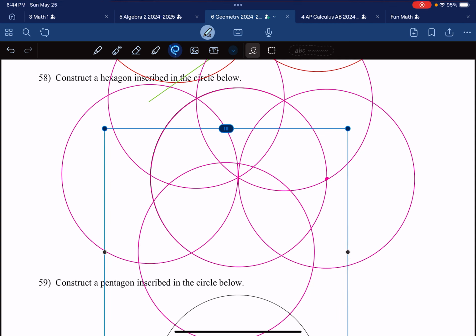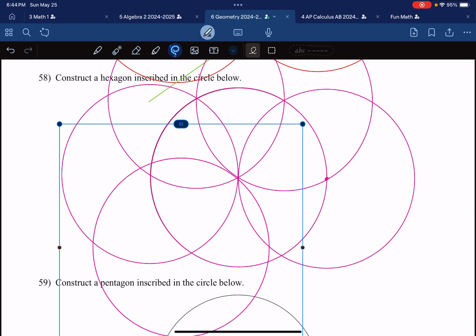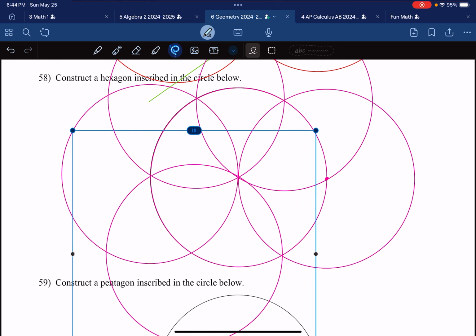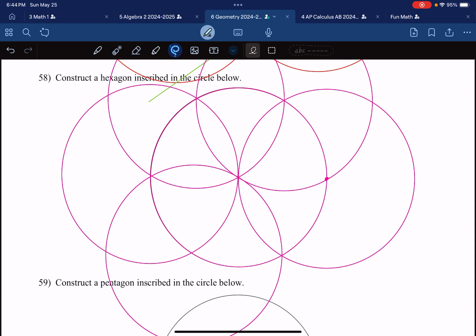I'm trying to put the center over here. I don't know what I was doing. So the center is going to be right there. Yeah, nice. So I can see all my points. I have point 1, 2, 3, 4, 5, and 6. As long as I connect those, it will make a hexagon.